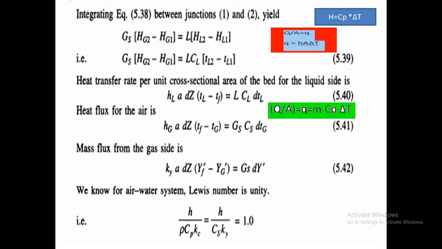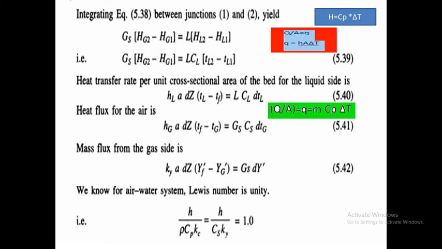Okay. So here as per this definition, L into Cl into dTl. Here L is nothing but the liquid flow rate, and the specific heat for liquid is Cl, with change in temperature dTl. Are you clear or not? Okay. For our case, this is HL A into dz into (TL minus Tf) is equal to L into Cl into dTl. So this is the 5.40 expression. Are you clear or not?